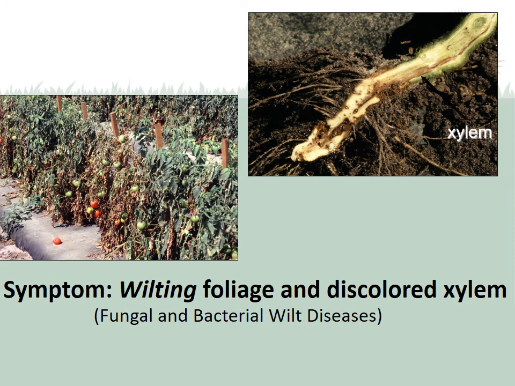So here we have a symptom. This is wilting foliage on the left side and a discolored xylem on the right side. So a xylem, that is just the plant tissue that moves water throughout a plant. And on the left side we have wilting foliage. It's a bacterial disease, it's bacterial wilt we see in this particular tomato.